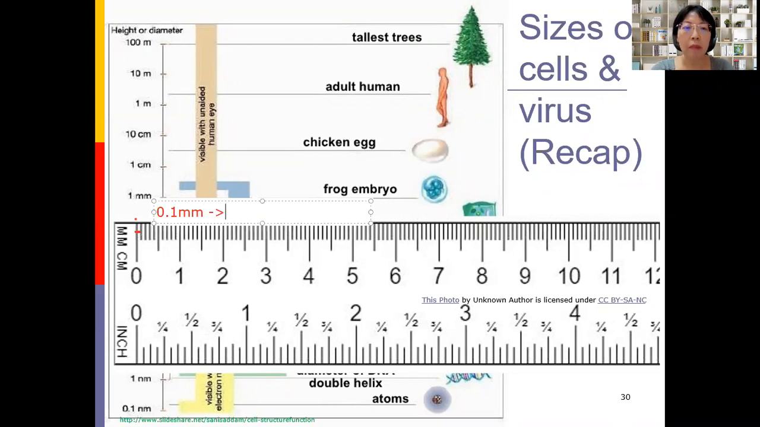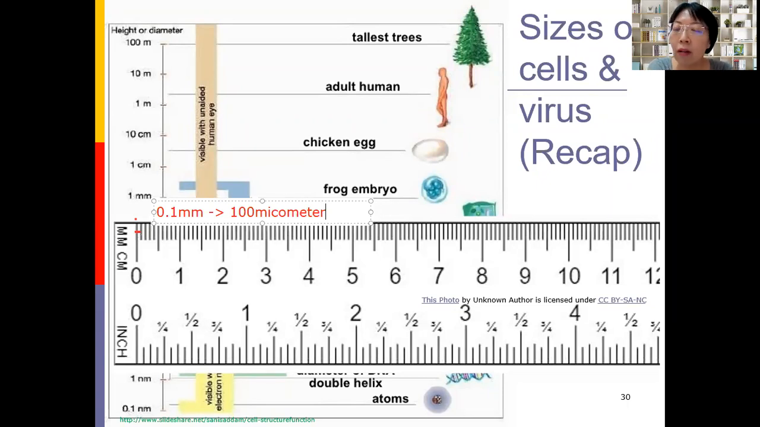And 0.1 mm is how many micrometer? 100 micrometer. Okay, you need to be able to convert units like how I convert now. When I see mm, I want to convert to micrometer straight away. In 3 seconds, I can give the answer. So you need to be able to do this working until like this. Okay. So 100 micrometer is the size of the largest cell.